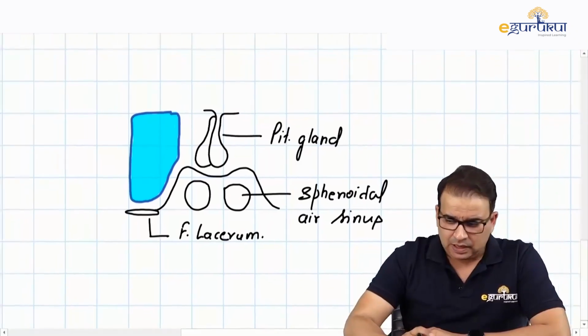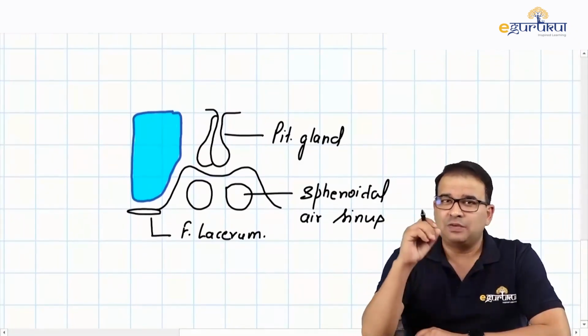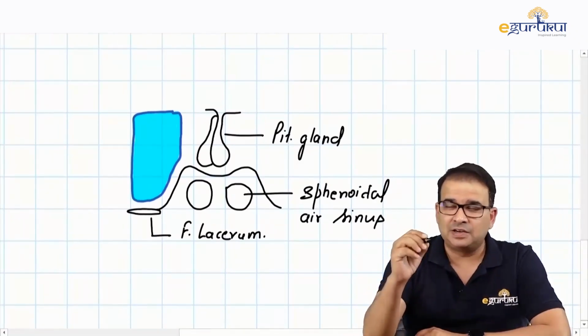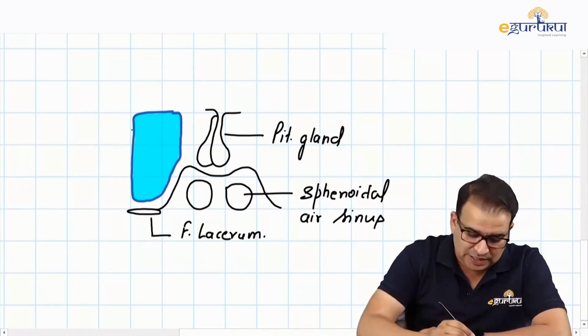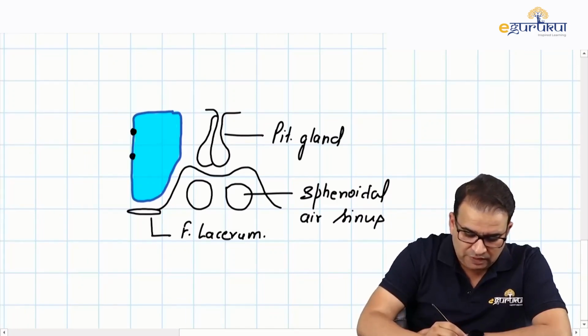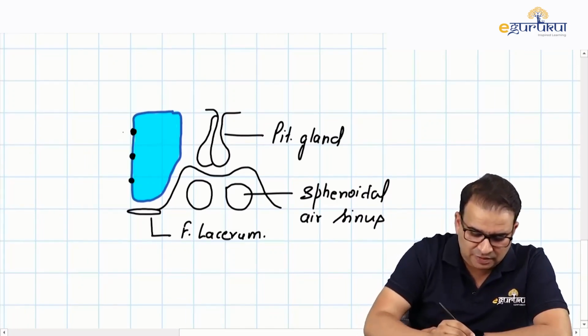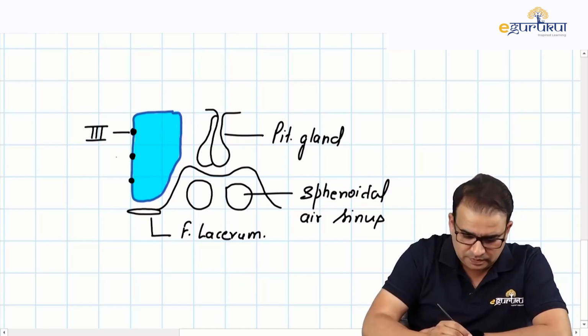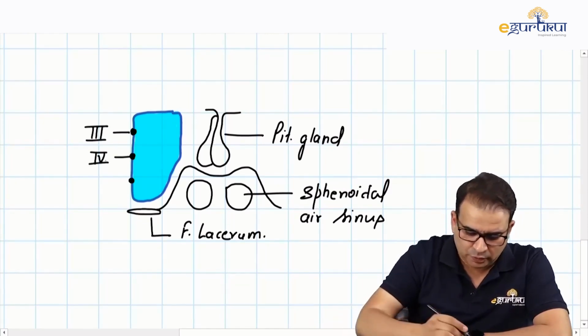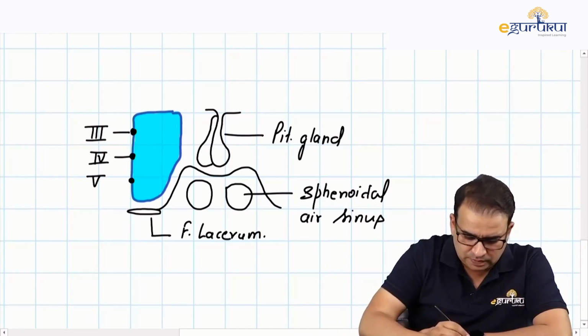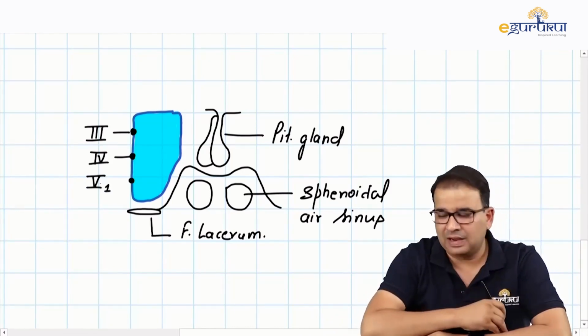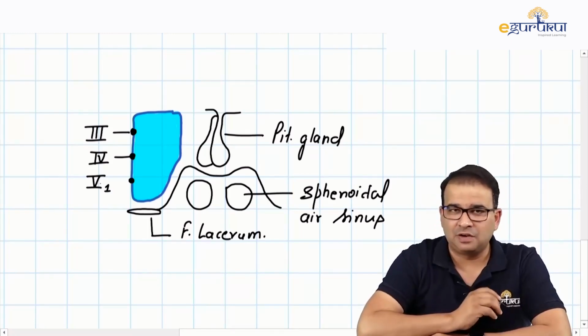Okay, something from our previous discussion only, the nerves which are present in the lateral wall of cavernous sinus. So we said it is the third nerve, we got the fourth nerve, and we even have the ophthalmic nerve in the lateral wall. So there is this third nerve, fourth nerve, and we got the ophthalmic nerve, all in the lateral wall.